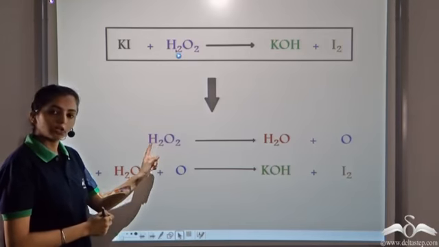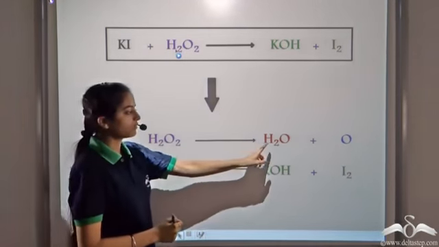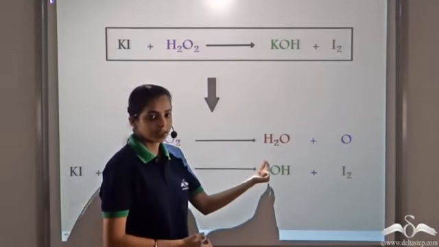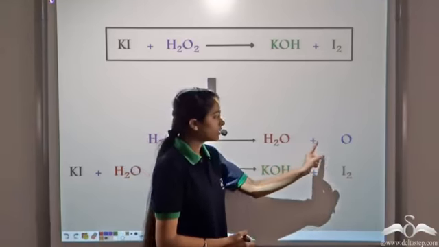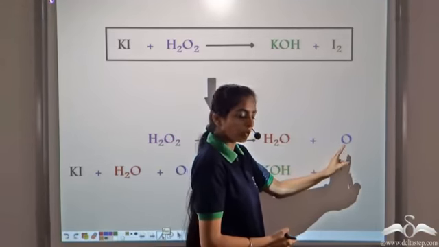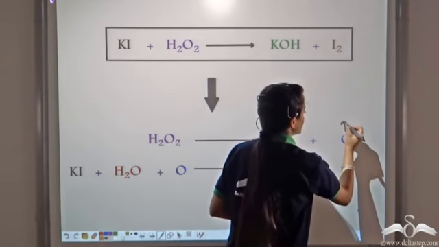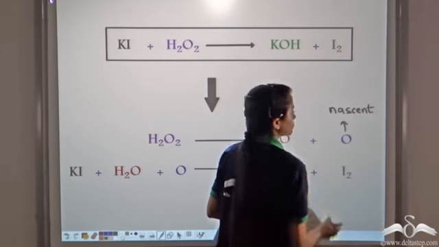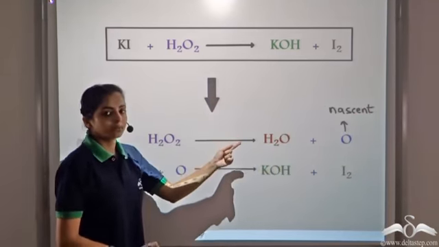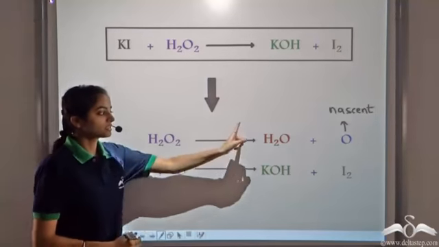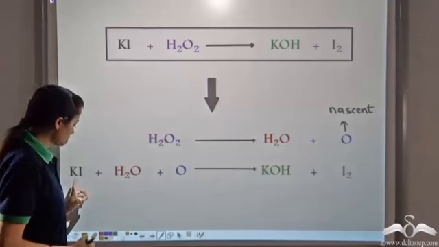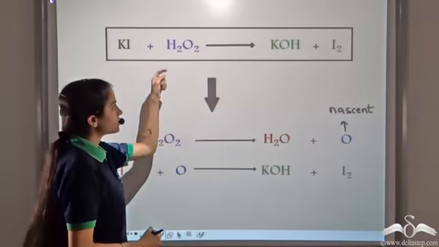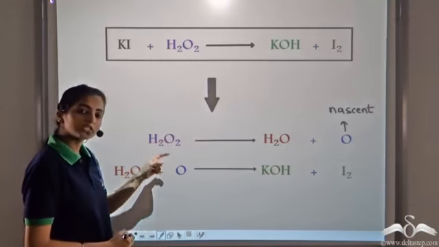That is, first hydrogen peroxide decomposes to give water plus nascent oxygen. That species, we know oxygen exists as a gas, as O2 molecule. So whenever there is only one atom of oxygen, it is known as nascent oxygen. And this is a very unstable species. So then this H2O plus O reacts with potassium iodide to form KOH plus iodine. So this chemical equation is a result of these two reactions.